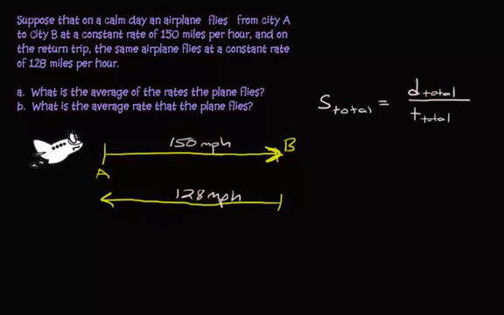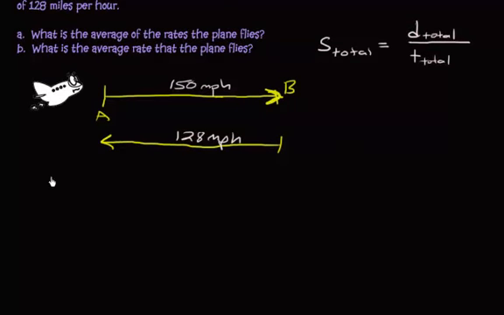Okay, so we need the distance and we need the time. So let's come down here. All right, so the distance total. Now, I actually don't know how far it's traveling because it doesn't give me a time. How long are we traveling? For example, if we were traveling for 1 hour, this would be 150 miles. So we don't know that.